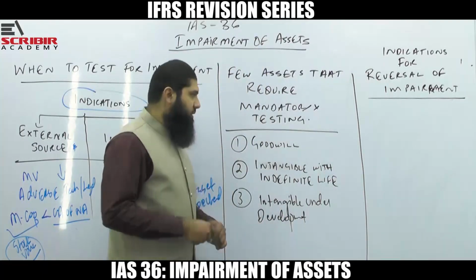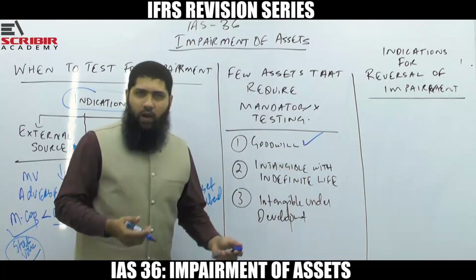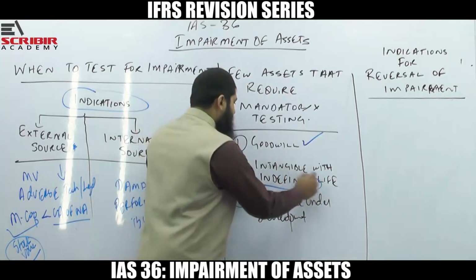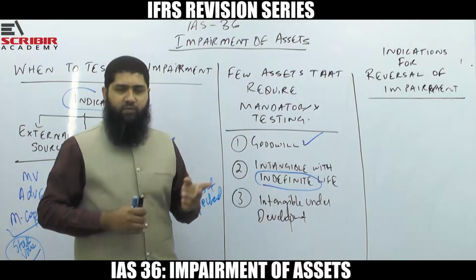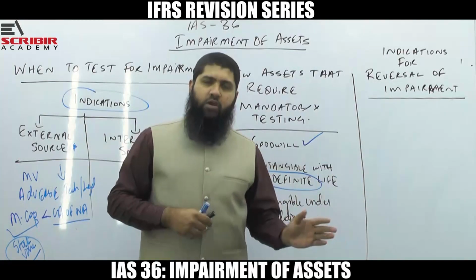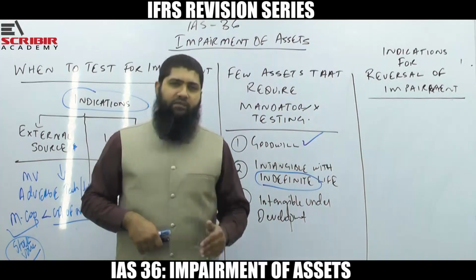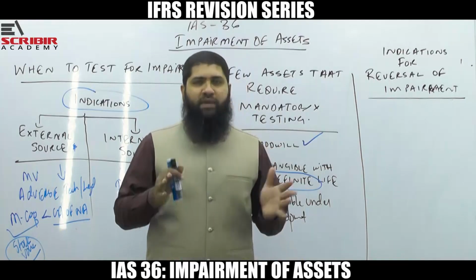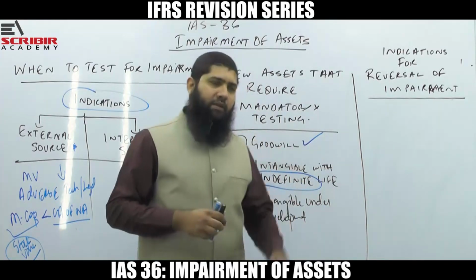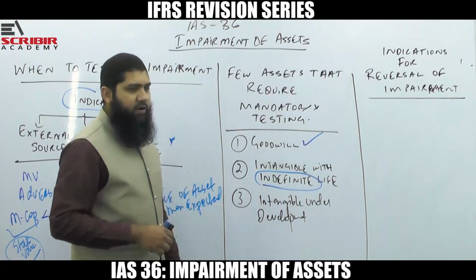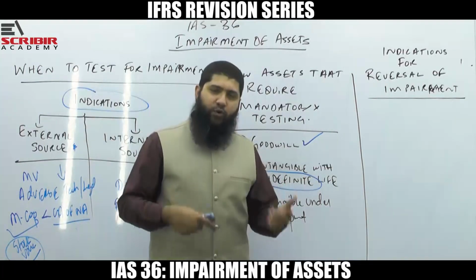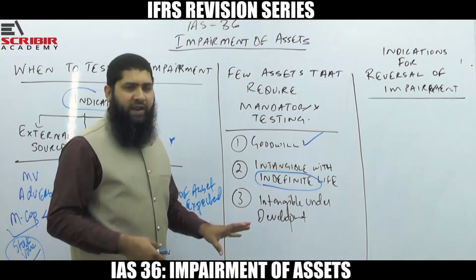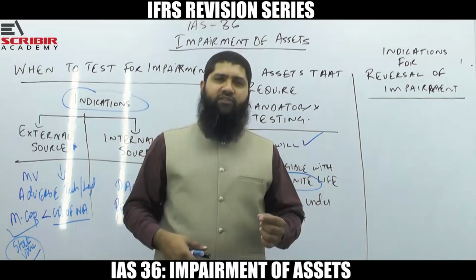Goodwill. The goodwill of a subsidiary that you acquire needs to be tested. Intangibles with an indefinite life. You do know that there are two types of intangibles: one with a definite life, that is amortized, and one with an indefinite life. The indefinite life intangible asset is not amortized but is tested for impairment at each reporting date, just to make sure that its carrying amount does not exceed the recoverable amount. And the intangible under development. Under development means the intangible which is being developed, and that is also going to be tested for impairment at each reporting date, irrespective of whether there is an indication or not.